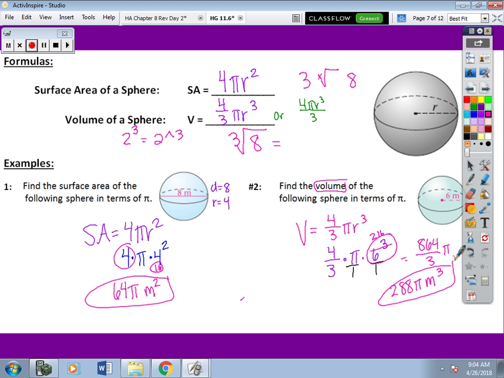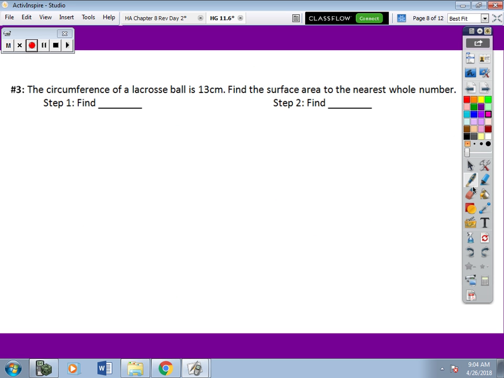All right, now on the back, let's make them a little harder because obviously you know how to plug into a formula at this point. Number 3, the circumference of a lacrosse ball is 13 centimeters. Find the surface area to the nearest whole number. So to find the surface area, you need to know what the radius is. We can find the radius from the circumference.